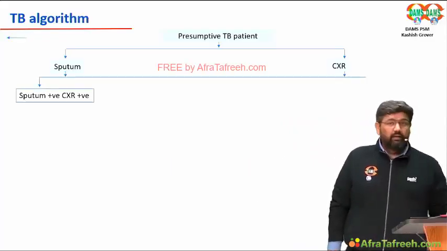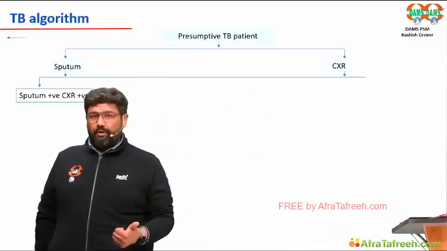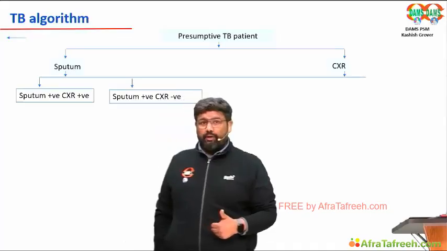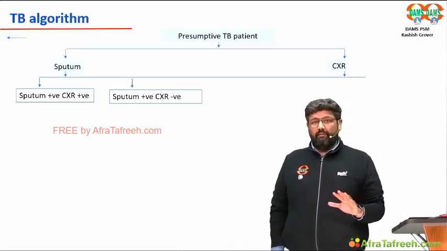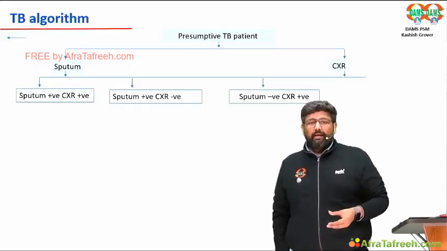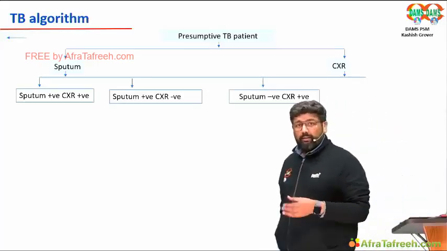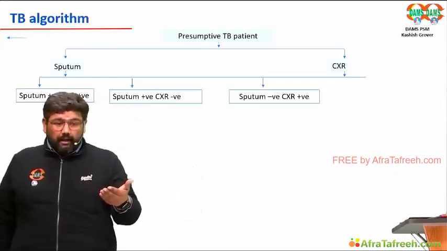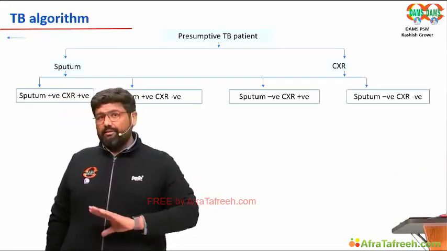Now, the results of the tests are out. Scenario number 1, the patient is positive on sputum and chest X-ray. Second scenario, the patient is positive on sputum but chest X-ray negative. I don't care, if I see the bacilli, I am going to label it as microbiologically confirmed TB. Scenario number 3, the patient is negative on sputum, but chest X-ray is positive, but I cannot see the AFB. And the last scenario is negative on both.